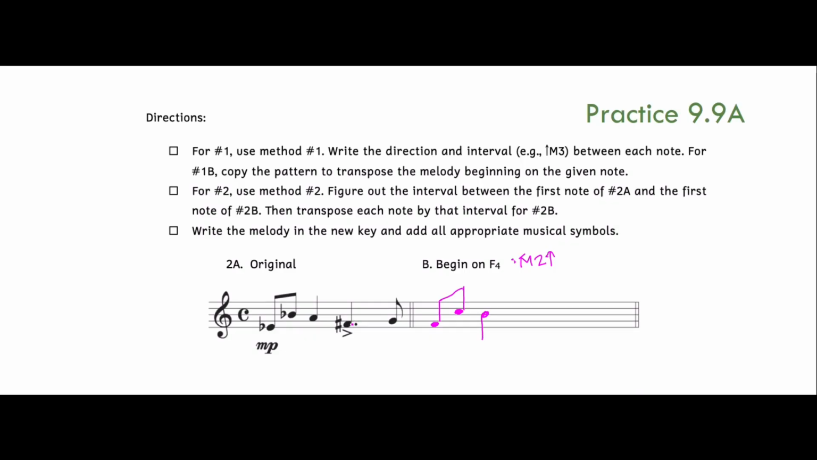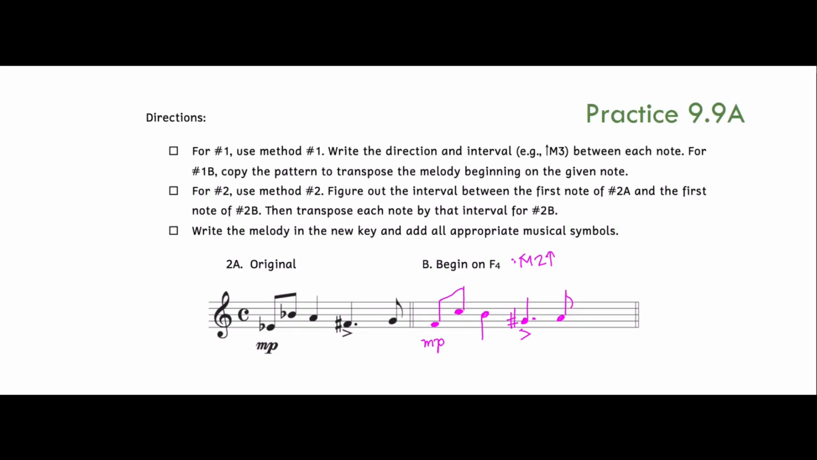The next note in the original is F sharp. A major second above F sharp is G sharp. We're going to make it into a dotted quarter. And the last note is G. A major second above G is A. We're going to make it into an 8th note. Let's go ahead and put the mezzo piano marking here, and also the accent.